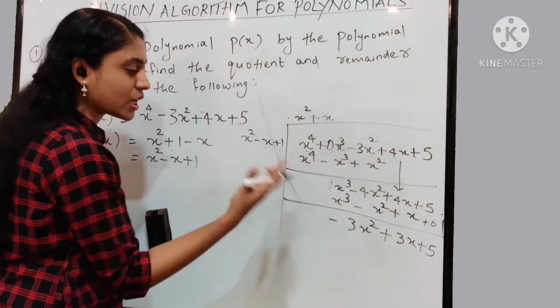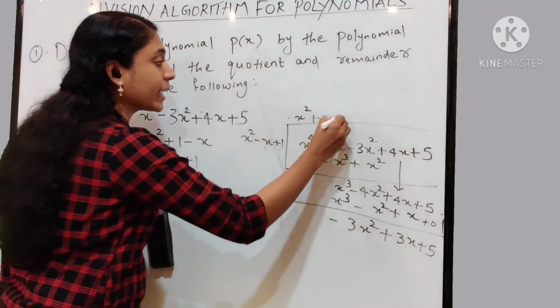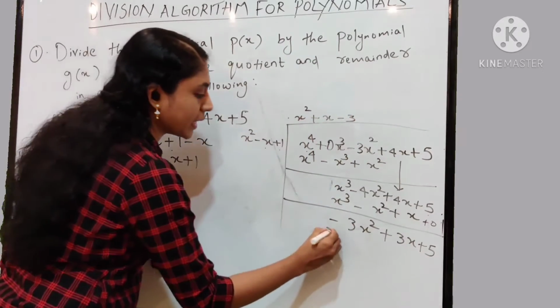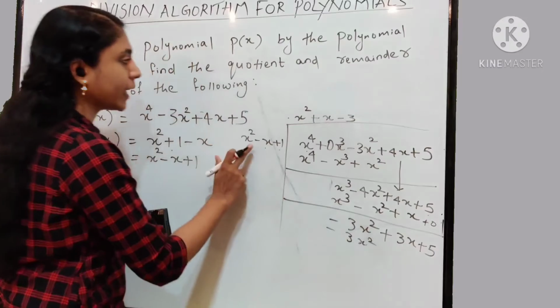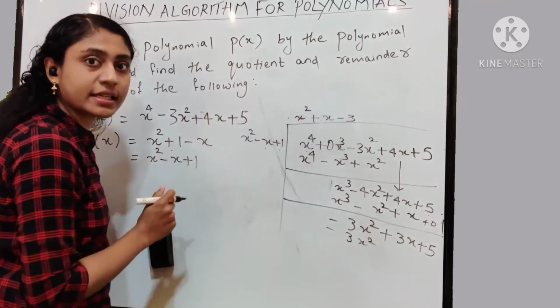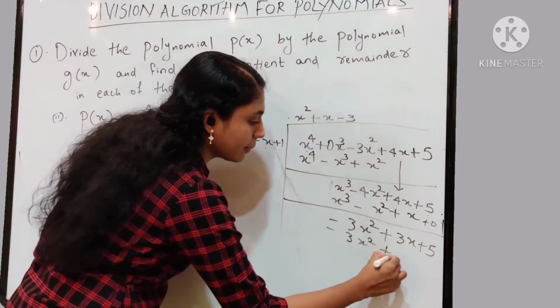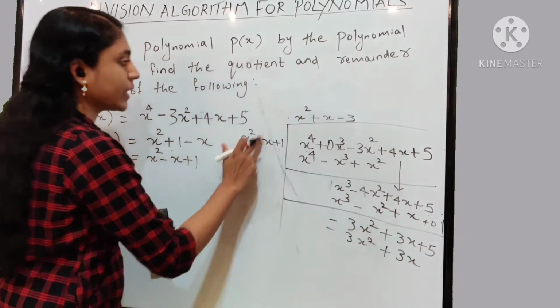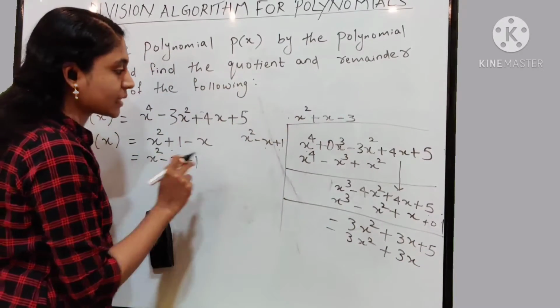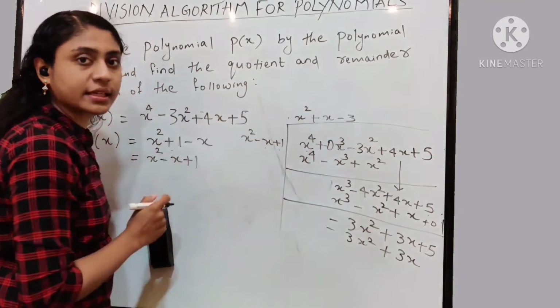X square into what gives minus 3x square? Minus 3 into x square is minus 3x square. Then minus x into minus 3, minus minus becomes plus, so plus 3x. Then 1 into minus 3 is minus 3.